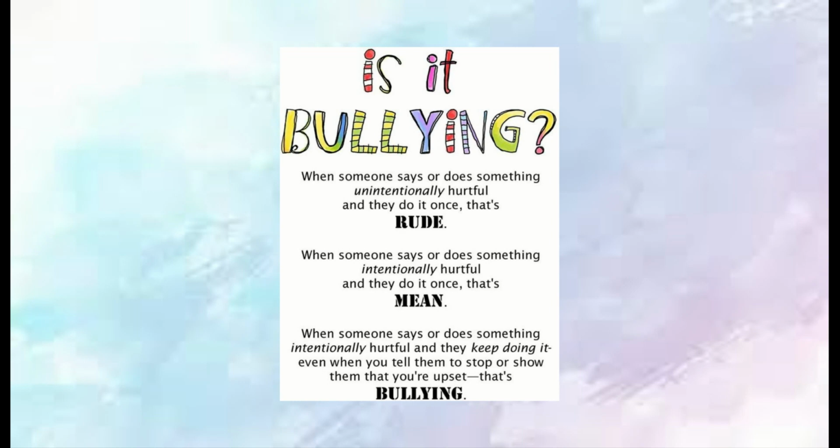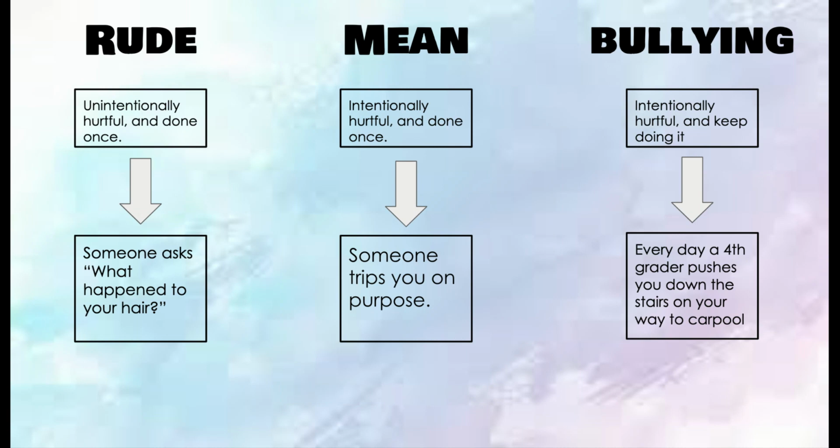So let's look at some examples and figure out better what is rude, mean, and bullying. So rude, you can see in the top, it says unintentionally hurtful and done once. If someone's rude, they probably didn't mean to hurt your feelings, but what they said did. An example is maybe you got a haircut over the weekend and you come to school and someone says, "What happened to your hair?" That might hurt your feelings because you maybe really like your haircut. The person that asked that probably didn't mean to hurt your feelings, so it was unintentional, but it was still rude.